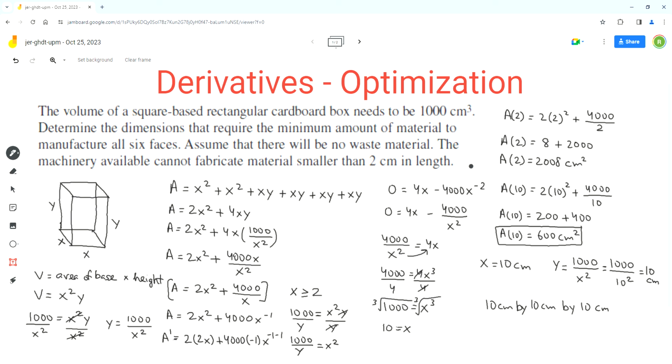So it's very important that we draw a diagram for this type of problem, because that helps us visually understand what's given and what we need to find.